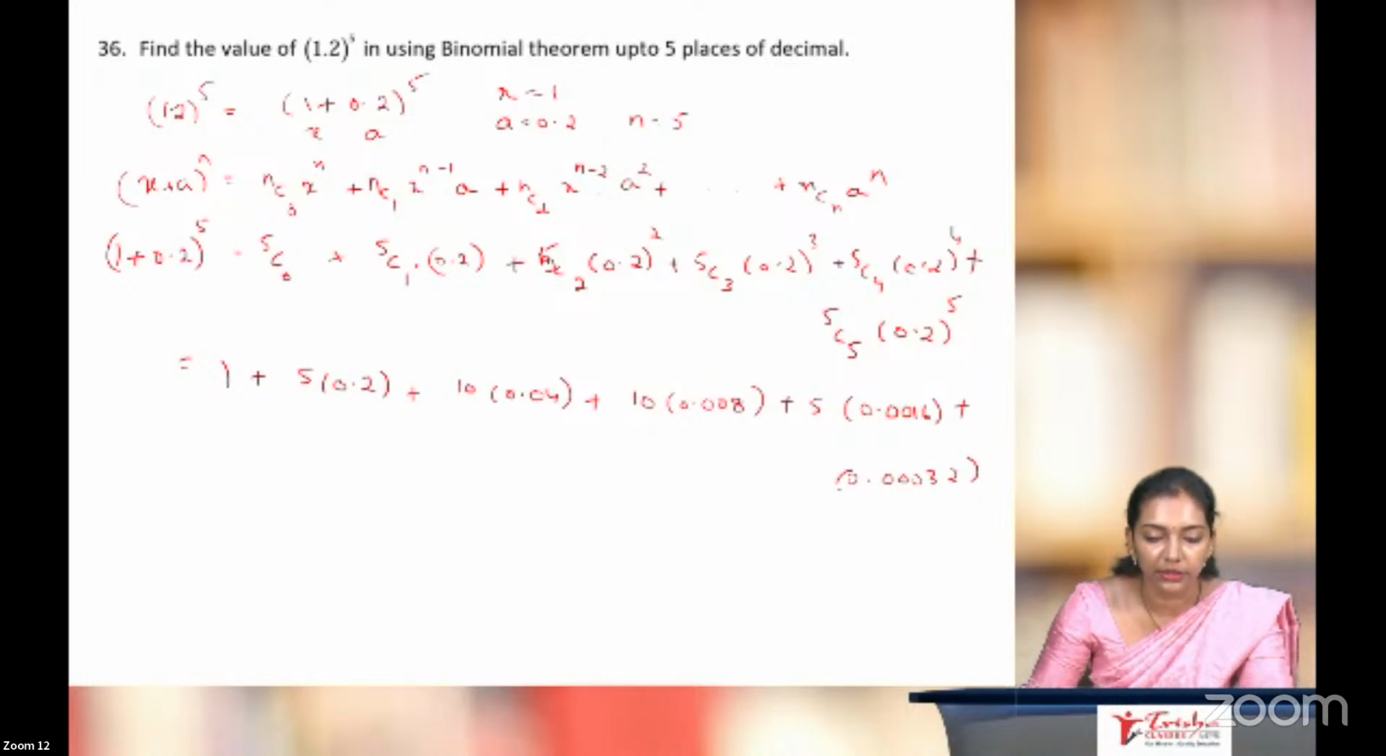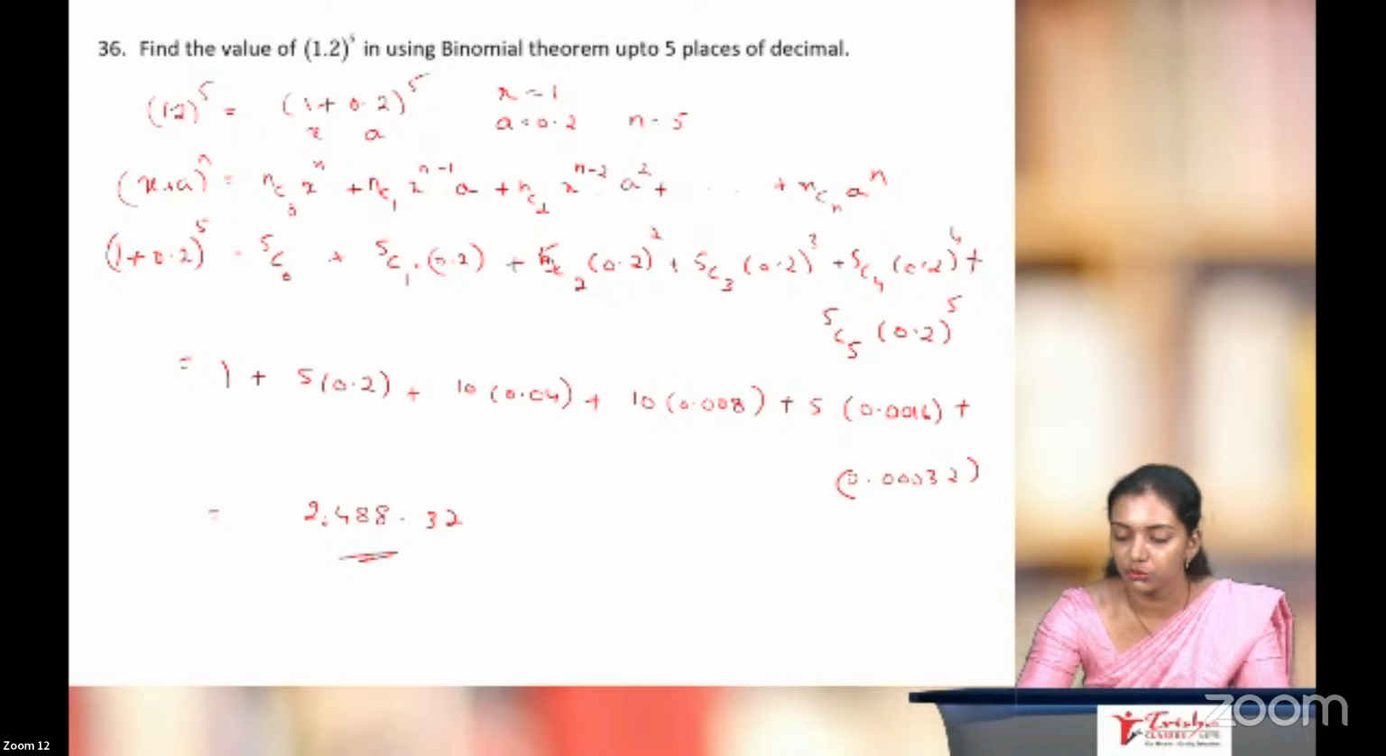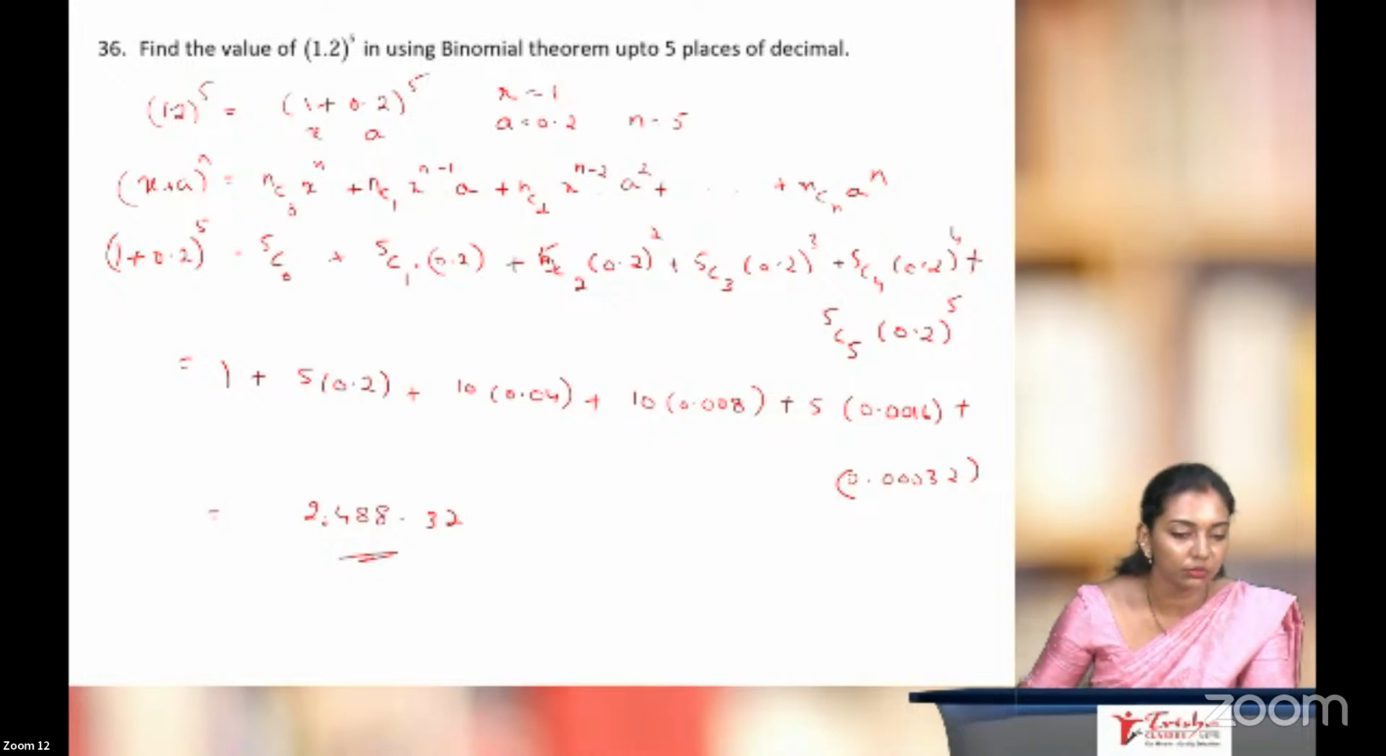Okay, so overall you add the terms. So you get it as 2.48832. Okay, so this should be the answer. So even if you calculate 1.2 to the power 5, 1.2 into 1.2, 5 times, you just get 2.48832, the exact answer. So whatever calculation you do here using the binomial theorem is right.